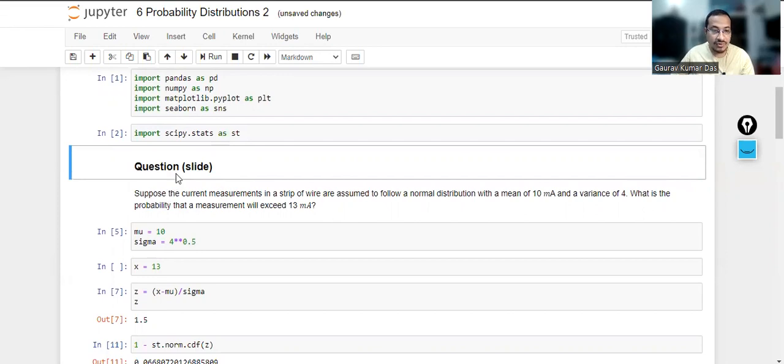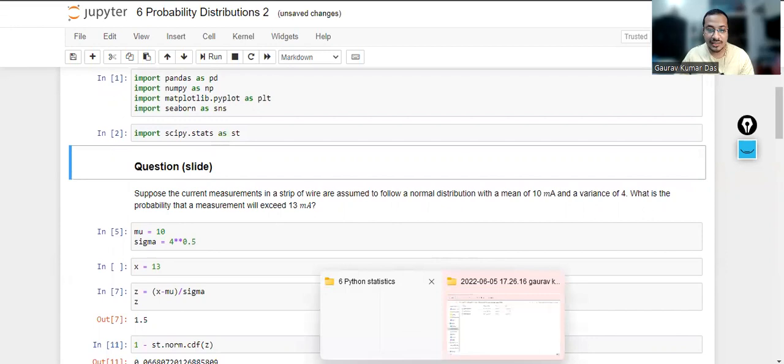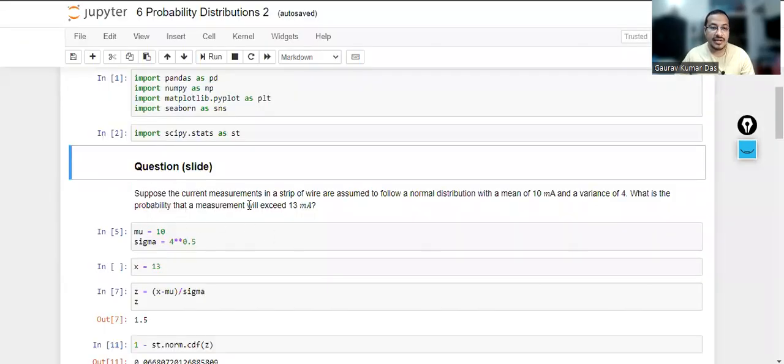Now I'll take the first example, the one we had already covered in the slide of the theoretical class. What was the question? Suppose the current measurements in the strip of wire are assumed to follow a normal distribution with a mean of 10 milliamperes and a variance of 4 milliampere square. What is the probability that a measurement will exceed 30 milliamperes?